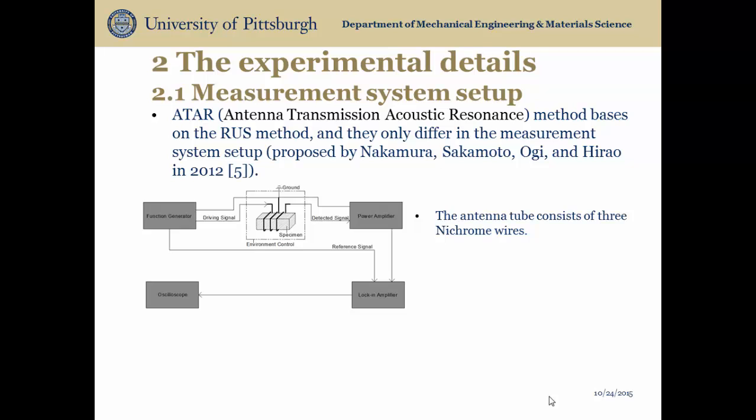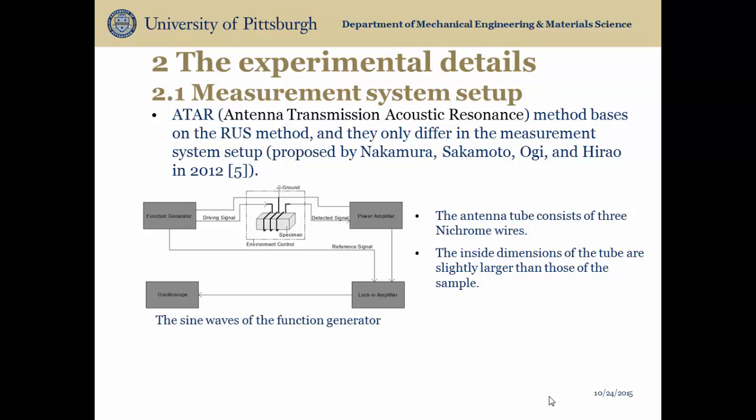in an antenna tube. The antenna tube consists of three wires: the driving wire, the ground wire, and the detecting wire. The inside dimensions of the tube are slightly larger than the sample, so the sample can vibrate almost freely in this tube. And here is the working principle of this system.